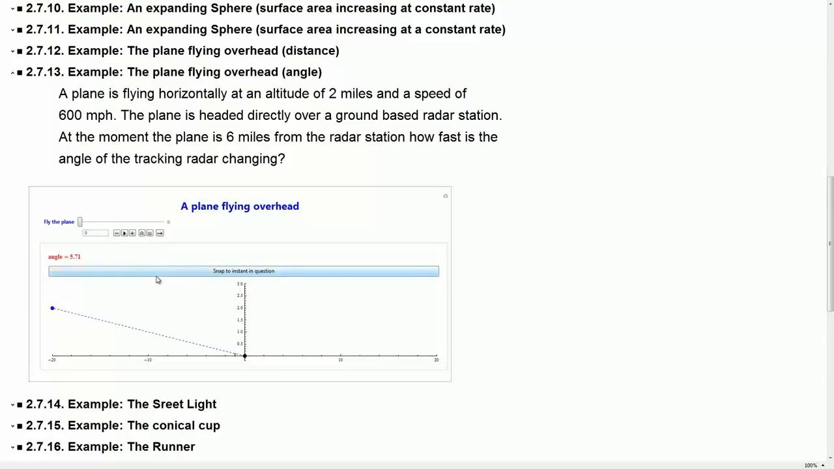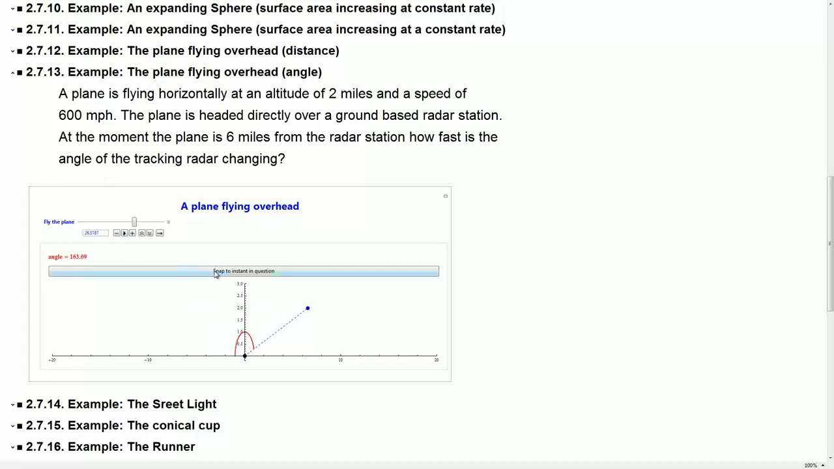Here's another problem, same thing with the plane, but now instead of trying to figure out how fast the distance between them is changing, we want to figure out how fast the angle of the tracking radar station is changing. So instead, look at this angle right here. As the plane flies over at 2 miles high, that angle is changing. And at a certain instant in time, I want to know how fast that thing was changing. If you think about it as someone looking at it going overhead, how fast is their head turning at a certain instant? So I'm going to pause it.